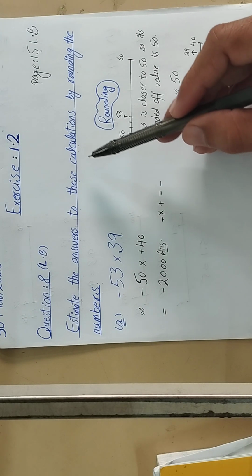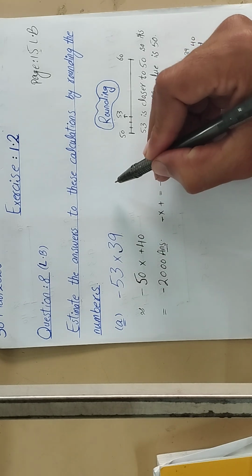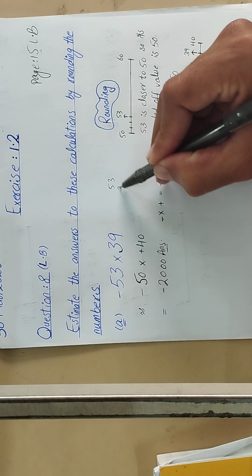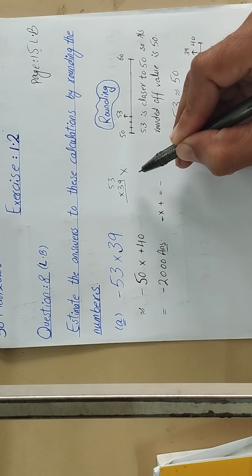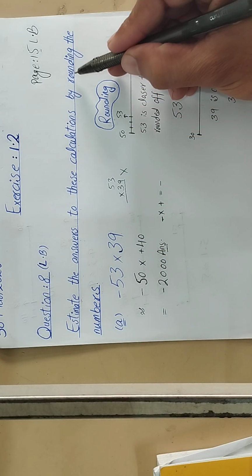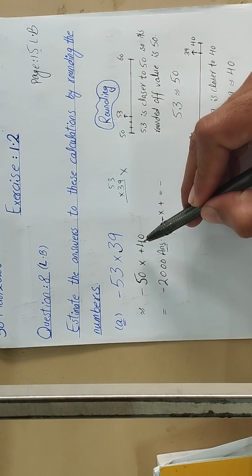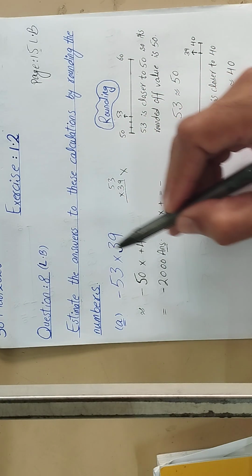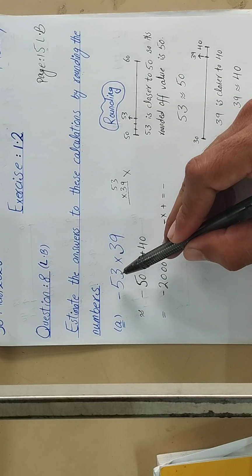Now according to the statement, do not multiply these two numbers directly. Do not multiply like this. Round off these numbers first, and then multiply to find the answer. Now the first step is to round off these numbers to the nearest 10.